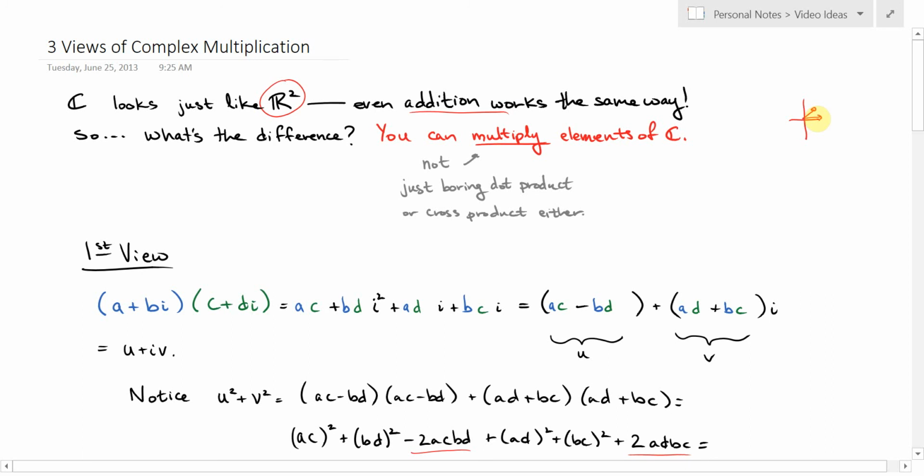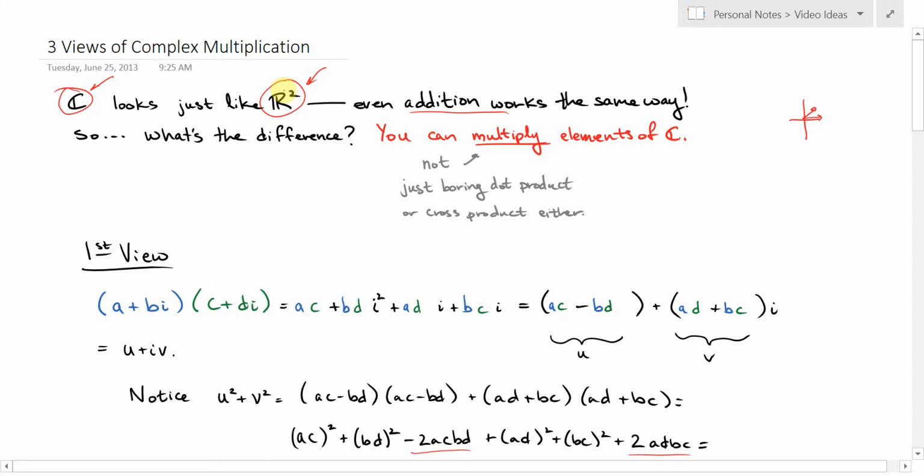You just do it component-wise in the case of R2, and you just do it real part for real part and imaginary part for imaginary part in the case of the complex numbers. It all looks exactly the same. So you might wonder, well, what actually is the difference between C and R squared? Why do we bother even talking about these two different objects and giving them two different names?